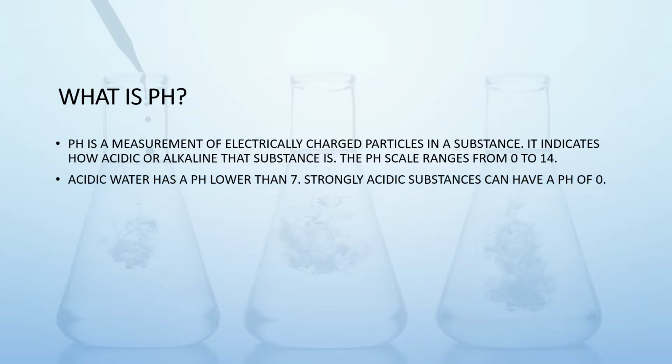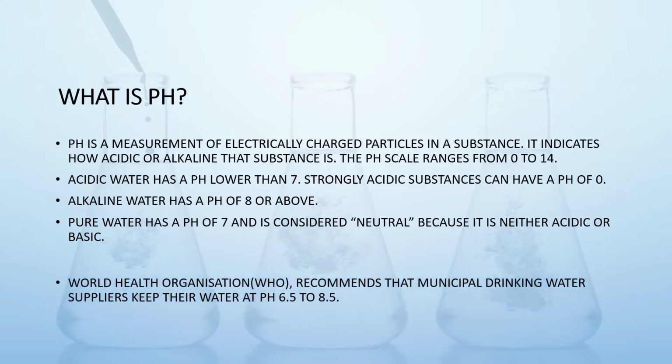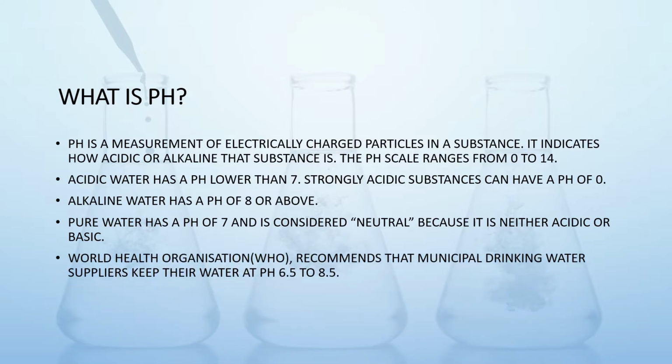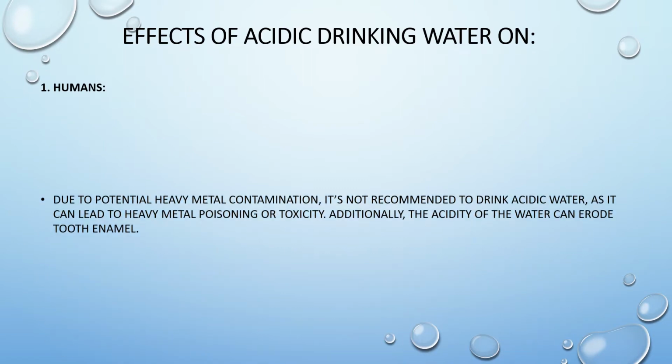Acidic water has a pH lower than 7. A strongly acidic substance can have a pH of 0. Alkaline water has a pH of 8 or above. Pure water has a pH of 7 and it is considered neutral because it is neither acidic nor basic. The World Health Organization recommends that municipal drinking water supplies keep their pH between 6.5 to 8.5.